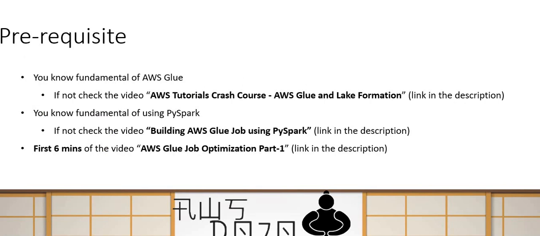Before you start on the topic, it is important to understand that optimization of a Glue job is a pretty advanced topic. That means unless you understand the fundamentals of AWS Glue and Glue Job and how to use PySpark to build the Glue job, you will not be able to make sense of the tutorial. So if you already know about AWS Glue and how to build a job inside Glue, then you're good to go. You can move ahead.